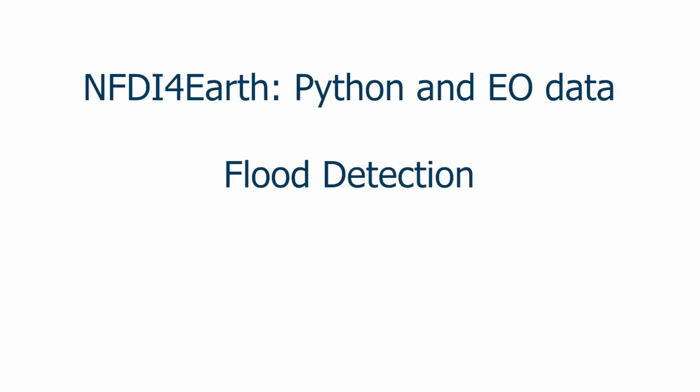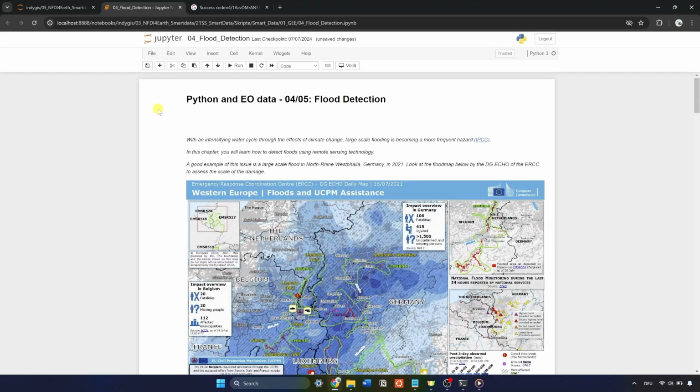With an intensifying water cycle through the effects of climate change, large-scale flooding is becoming a more frequent hazard. In this chapter, you will learn how to detect floods using remote sensing technology.